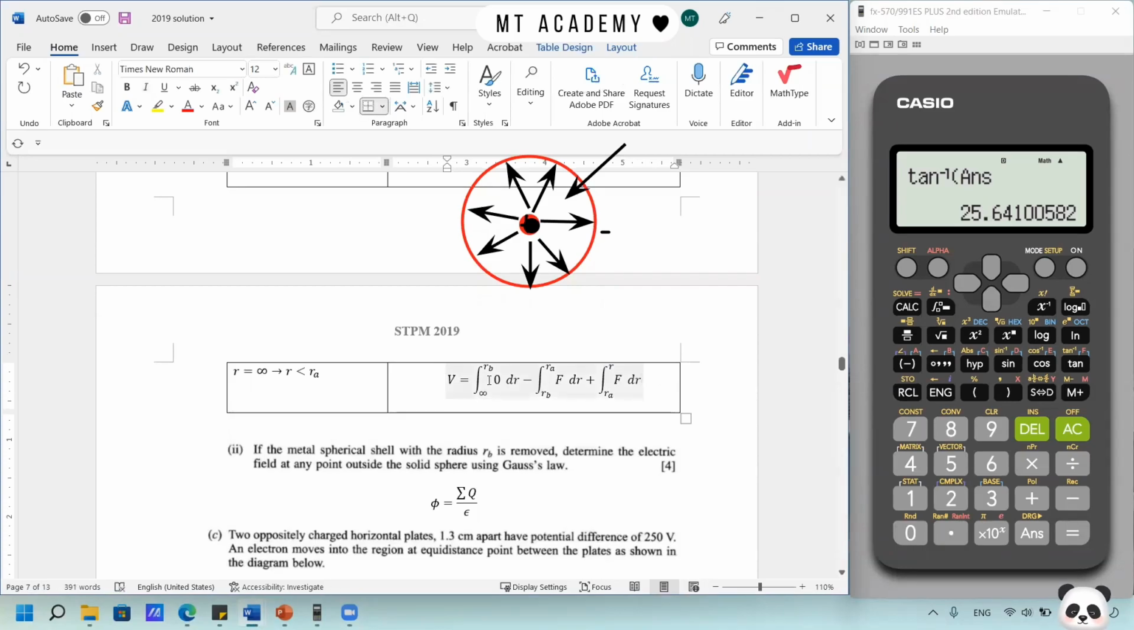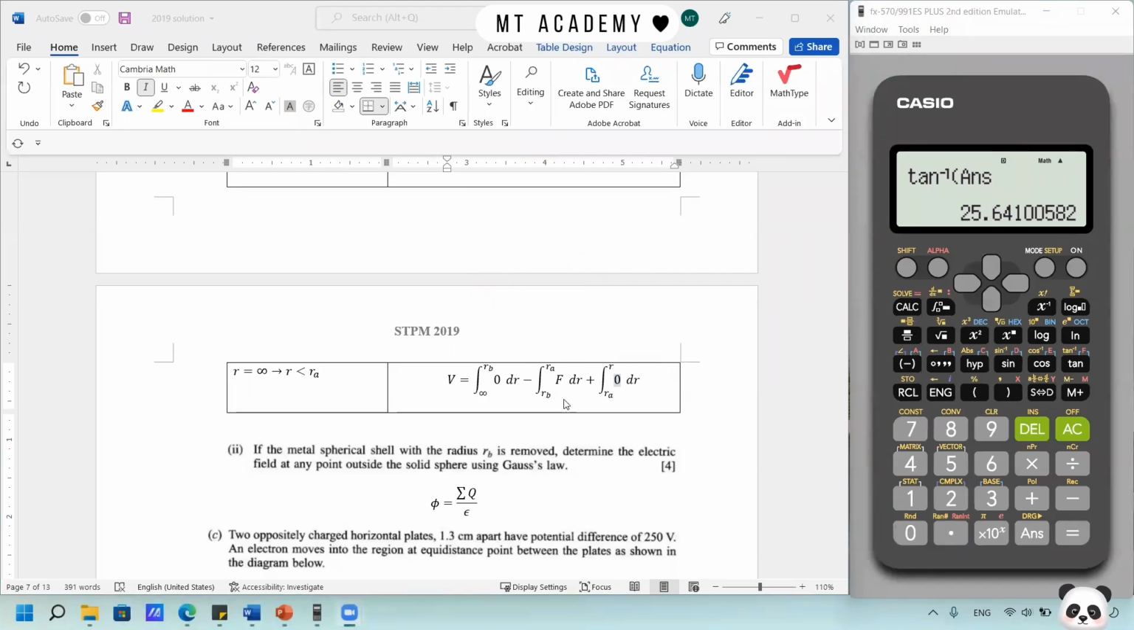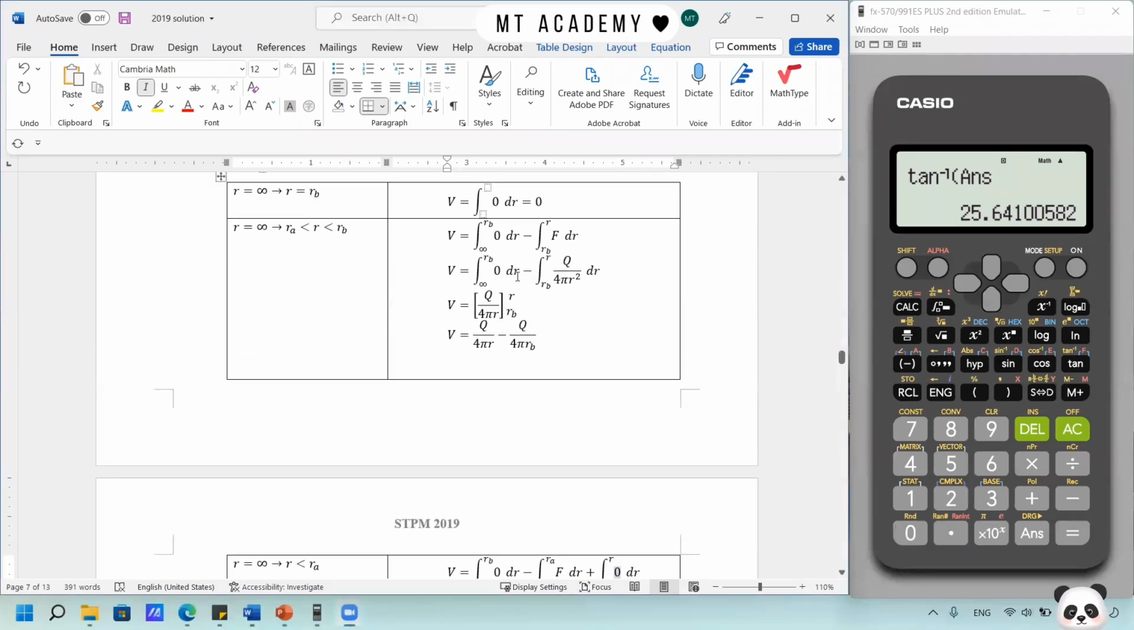So still zero, and also there is no electric field inside the metal sphere, as we have learned before about the point charge or the spherical charge. So there is actually no electric field inside the metal sphere, so it will be zero in this case. From here, everything is the same except the boundary condition is different compared to the previous solution.